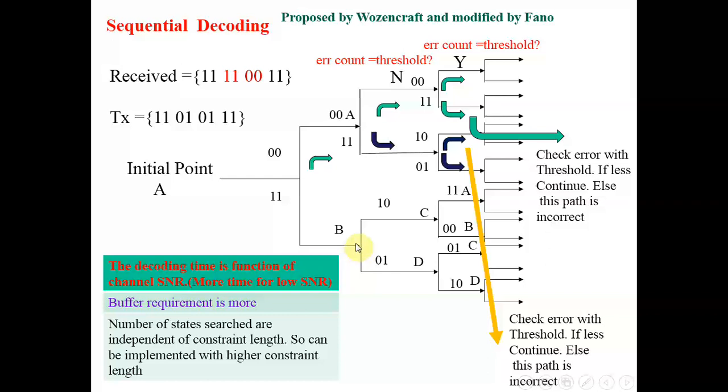Now you are at this state and you receive the next pair of bits, which is 1 1. From B you can go to C, or from B you can go to D. There are only two options. If I go from B to C, my output is 1 0, and if I go from B to D, my output is 0 1. But the actually received bits are 1 1. So if I follow either path, I am going to get 1 bit of error. Now it's up to the decoder which path to follow.